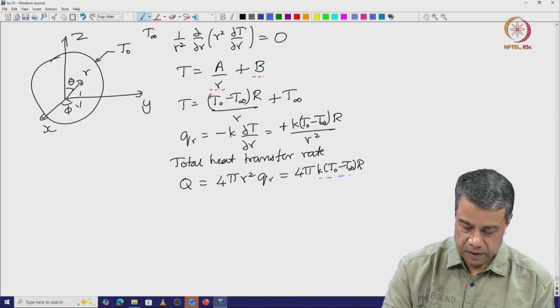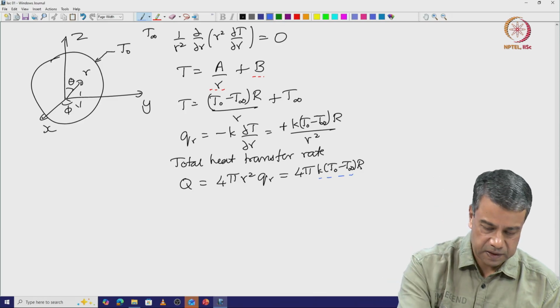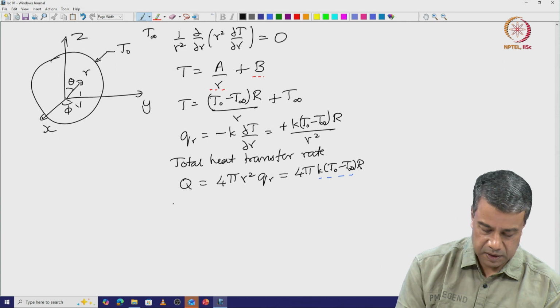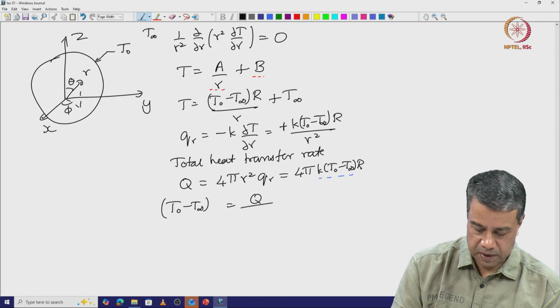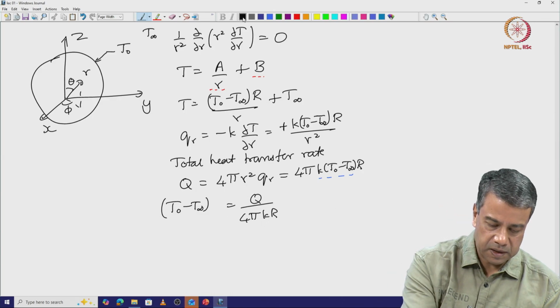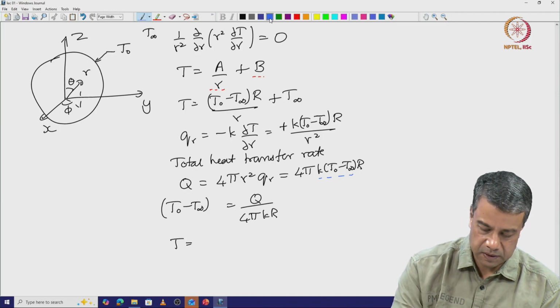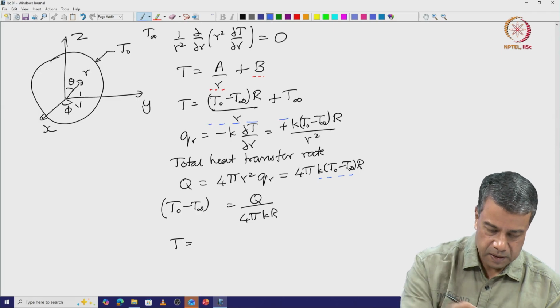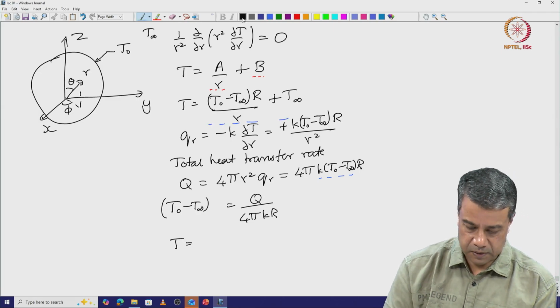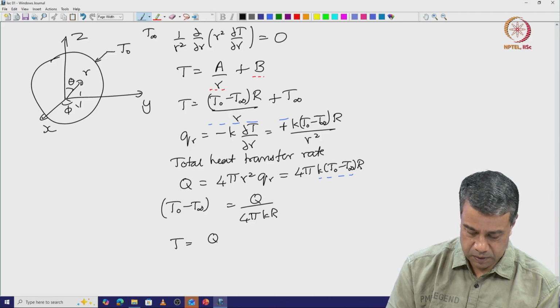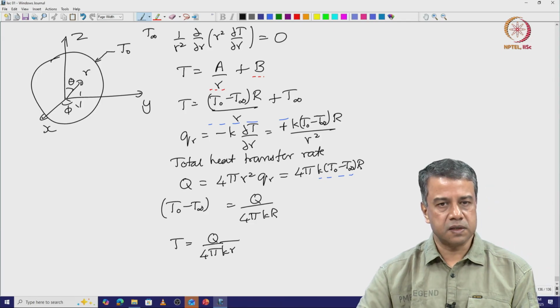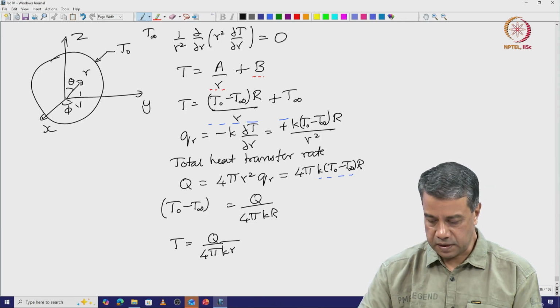So, if I define this temperature in terms of the flux, instead of the flux in terms of temperature, I will get T naught minus T infinity is equal to Q by 4 pi k R. Substituting that into the original expression, I will get T minus T infinity is equal to Q by 4 pi k r. So, this is the solution in terms of the total heat transfer rate.